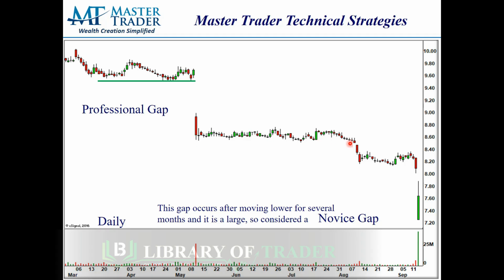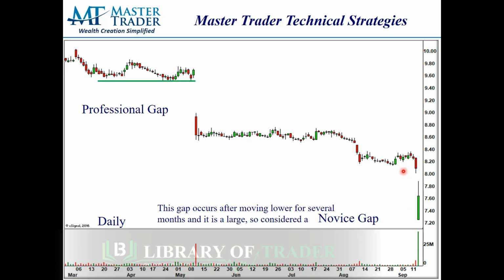Now this is a long consolidation. While I don't have this one marked, this is also a professional type of gap because of the consolidation and the inability to move higher. Notice the large green bar right here, that there was no follow through. Notice the attempt to move higher here after retesting this bottoming tail bar and the inability to move higher. All of this suggesting that institutional supply keeps coming into this stock.